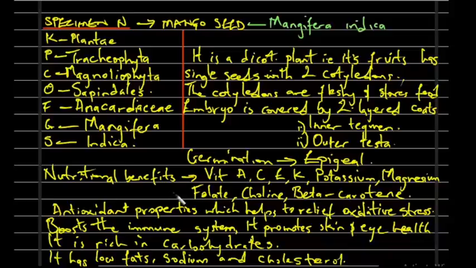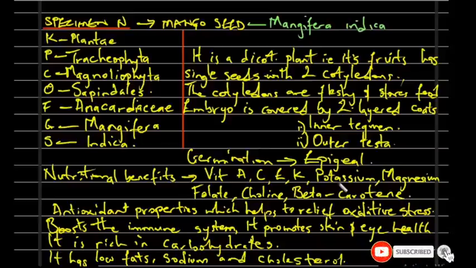If you look at the nutritional benefits of this particular seed, it possesses nutrients like vitamin A, vitamin C, E, K. It also has other nutrients like potassium, magnesium, folate, choline, as well as beta carotene. It is also very rich in antioxidants that help to relieve oxidative stress or to eliminate what we refer to as free radicals in the body.